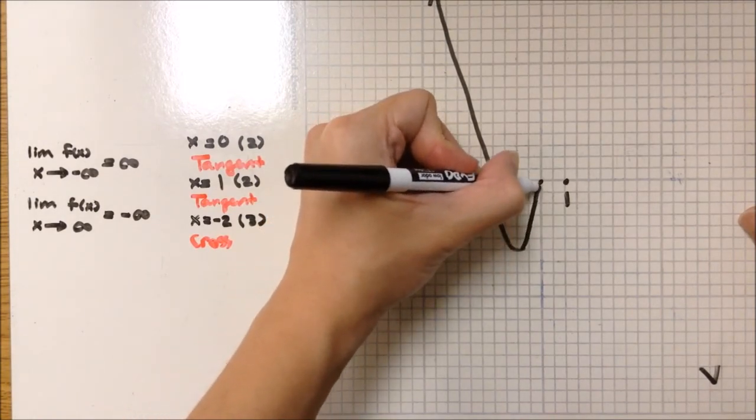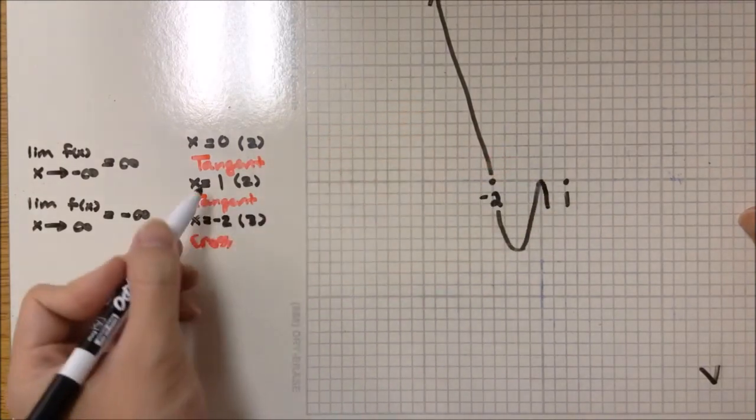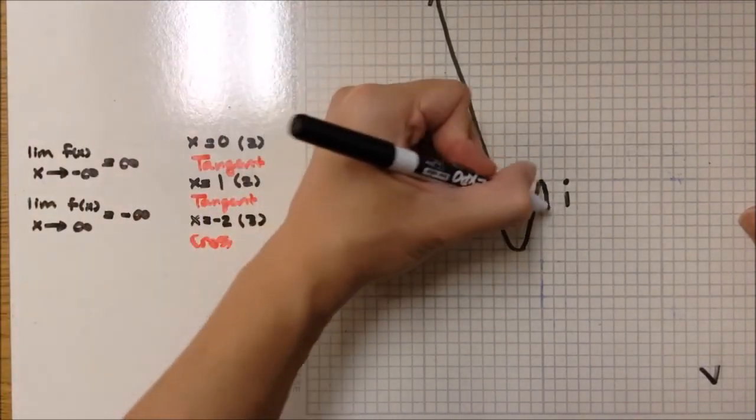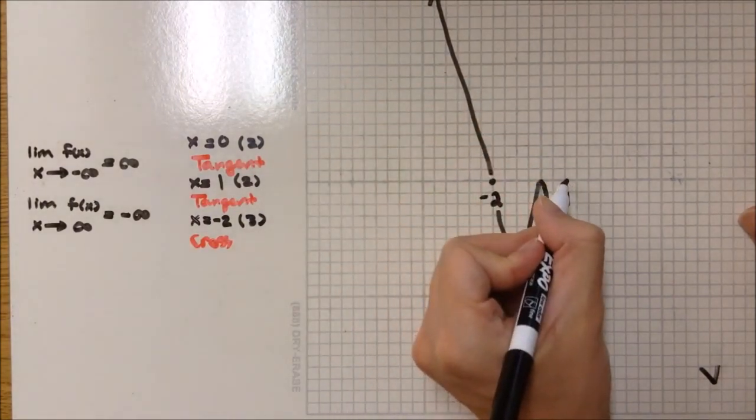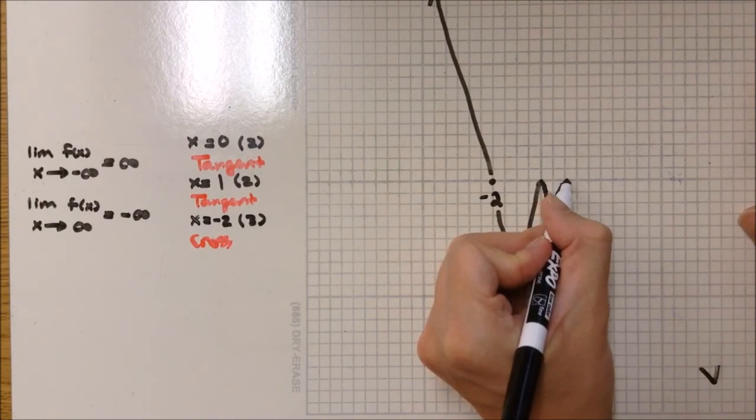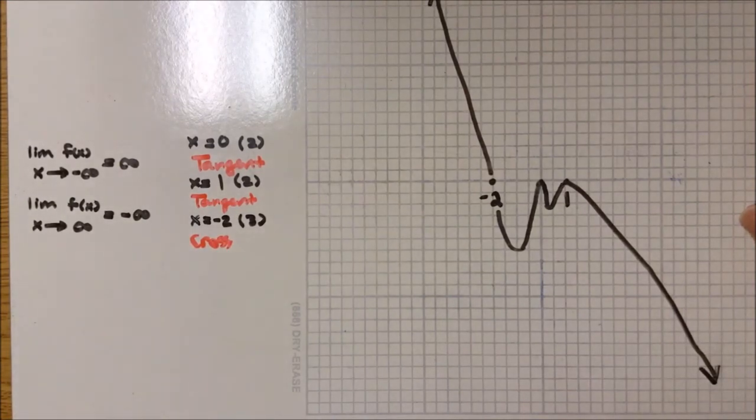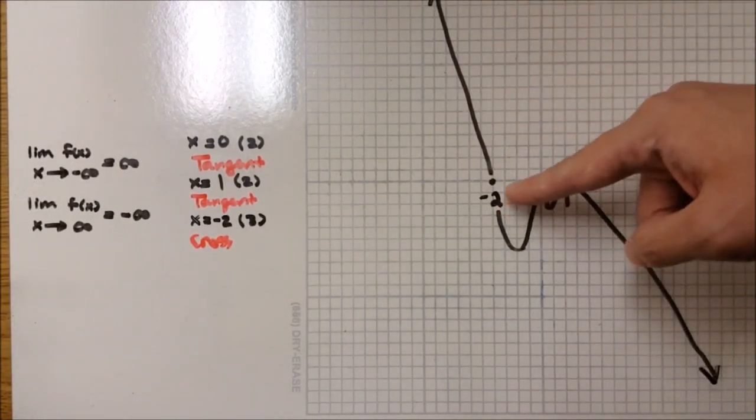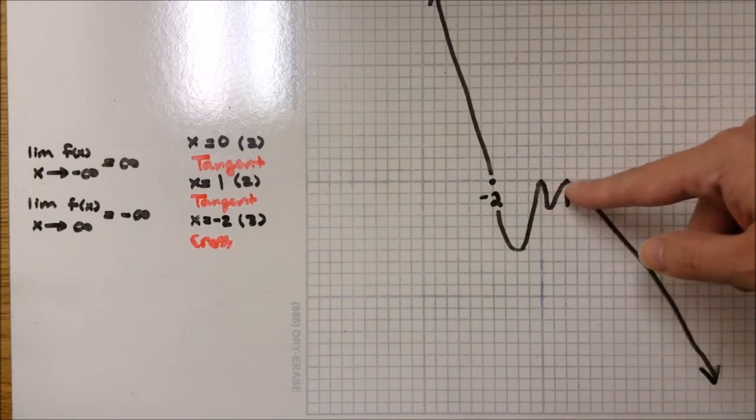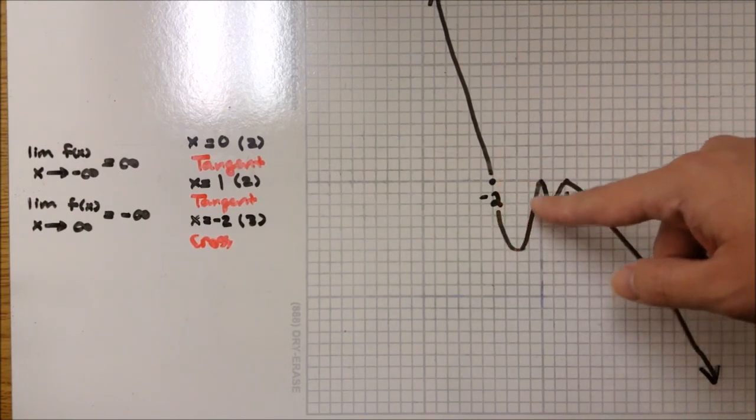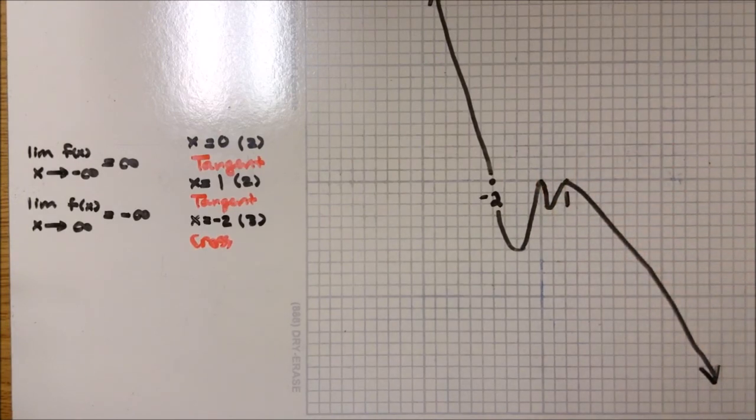So that means it's going to hit the x-axis, but not going to go through it. So go down. But it's also tangent at 1, so that means I got to go back up again. And then, again, I'm not going to cross it, so I'm just going to hit it at 1 and then go back down. And then go all the way over here. So that's our graph. So it crosses at x equals negative 2, tangent at 0, and then tangent at 1. So bend back up, go down, bend back up, and then go down again. So here's the graph.